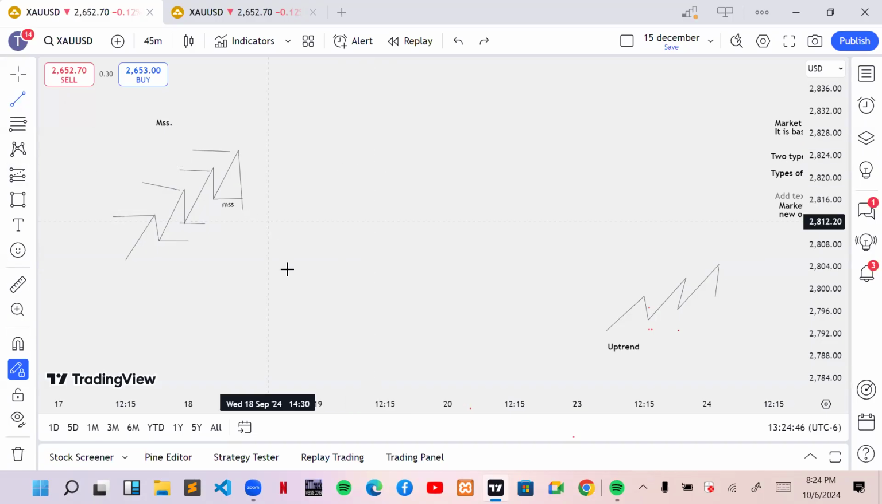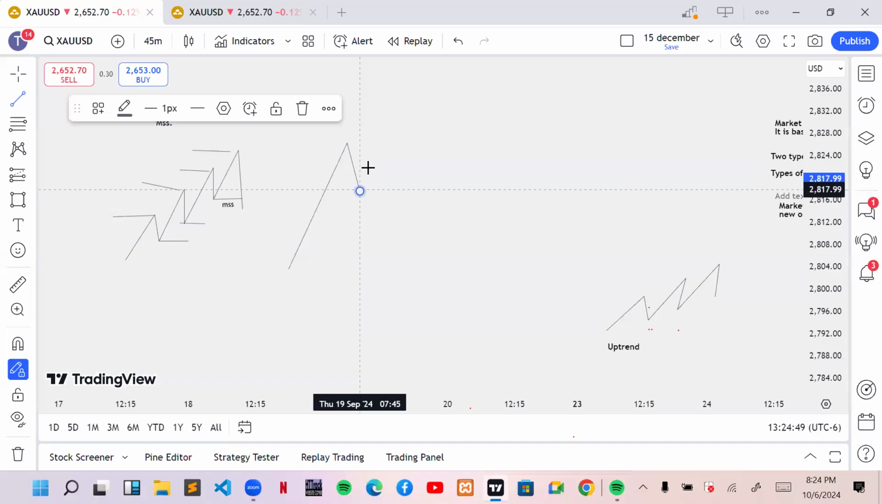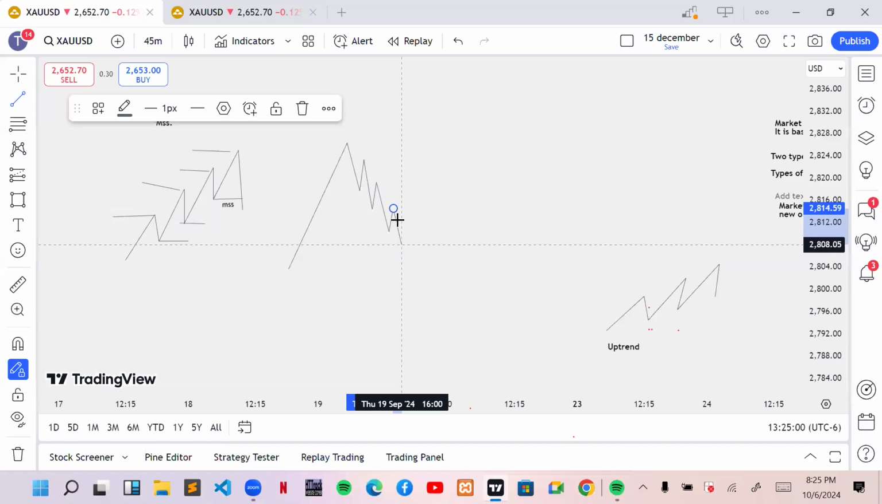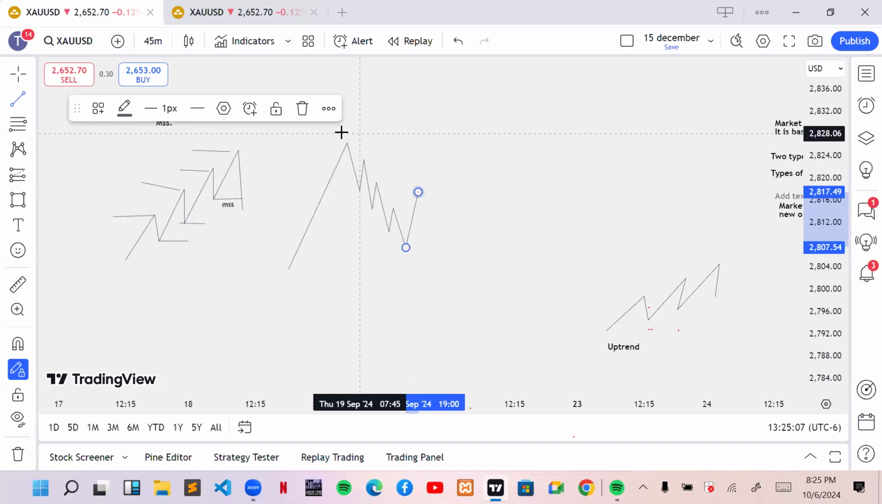So let's assume this was a downtrend: lower highs, lower lows, lower highs, lower lows. Then the market does something like this: lower highs, lower lows. Then does something like this: a higher high. This was a previous downtrend because the characteristics of a downtrend are lower highs and lower lows.